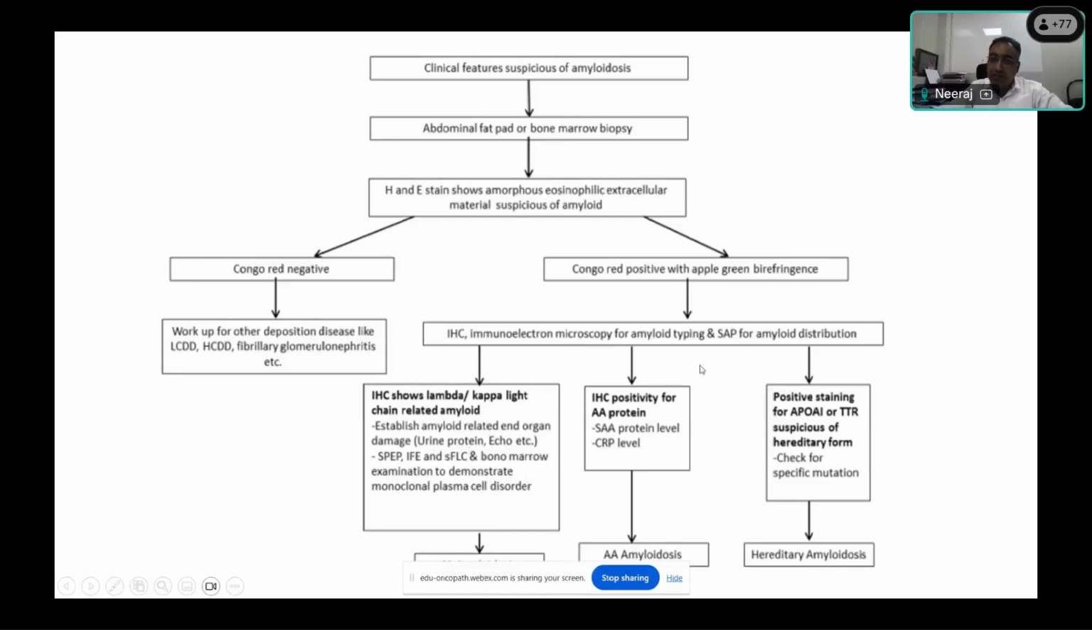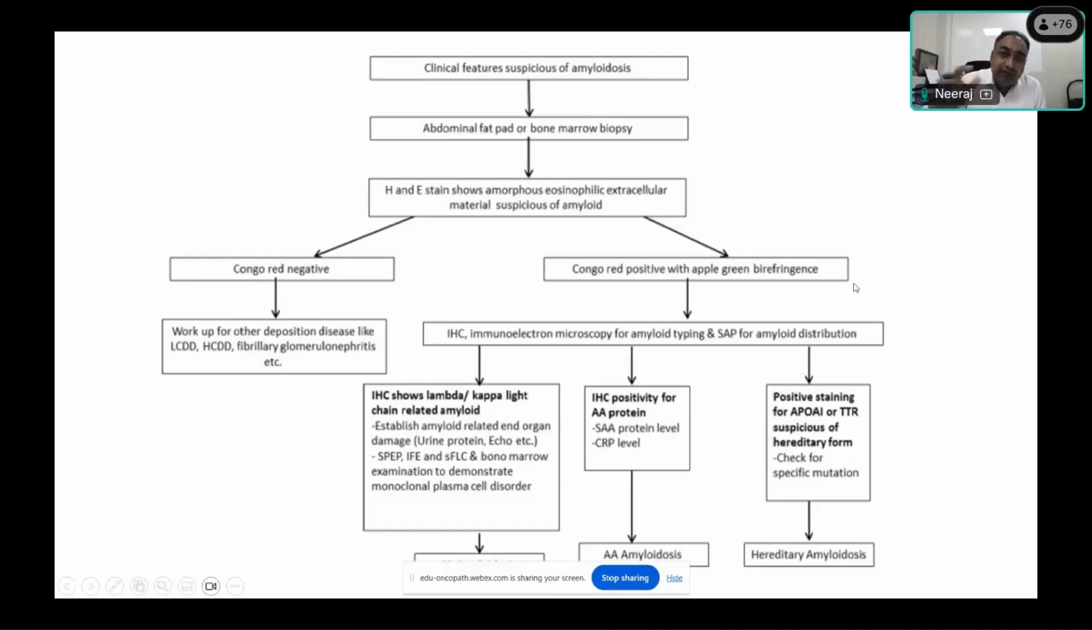The other IHC marker that is available is for AA protein. So use an SAA protein IHC to be able to pick up the AA amyloidosis. In addition, the positive staining for ApoAI or TTR, transthyretin, helps you confirm the hereditary form of amyloidosis, which, if picked up, can be confirmed by molecular testing further using Sanger sequencing or NGS for confirming the specific mutation for transthyretin, because nowadays drugs are available.